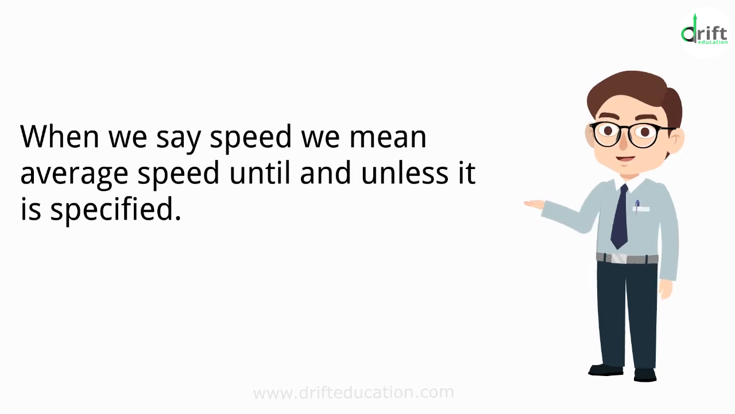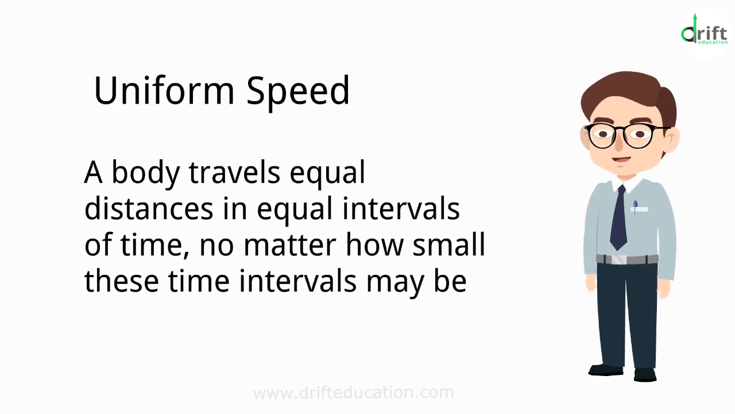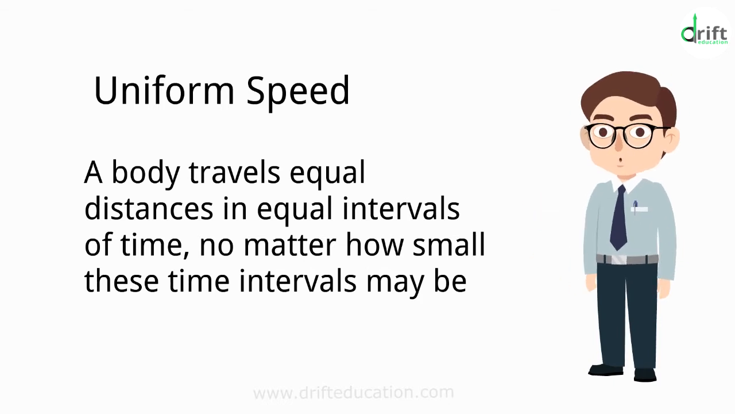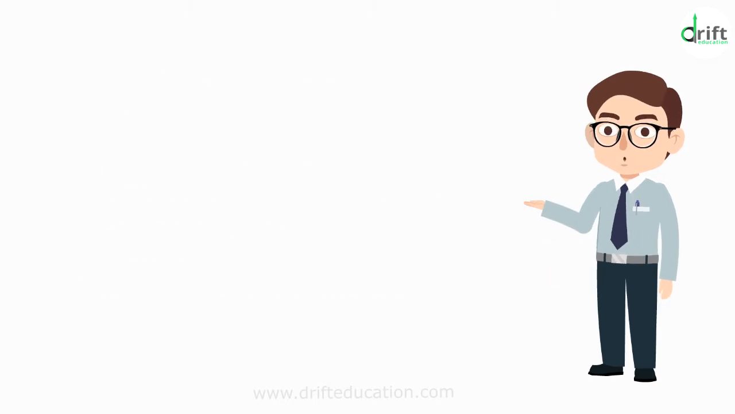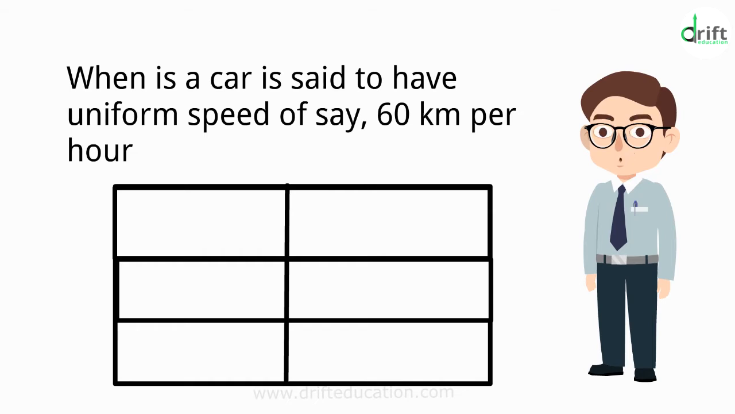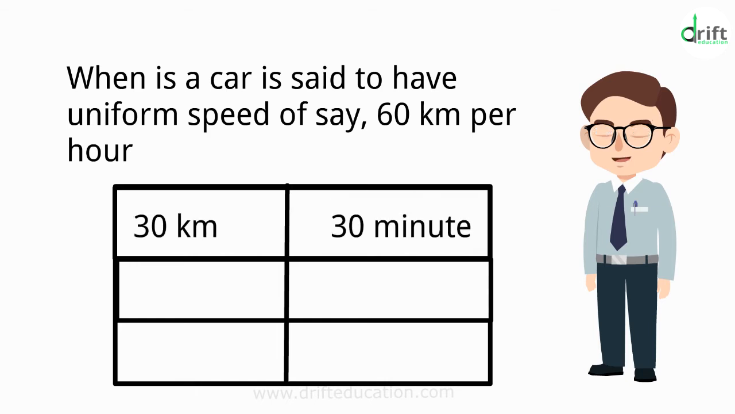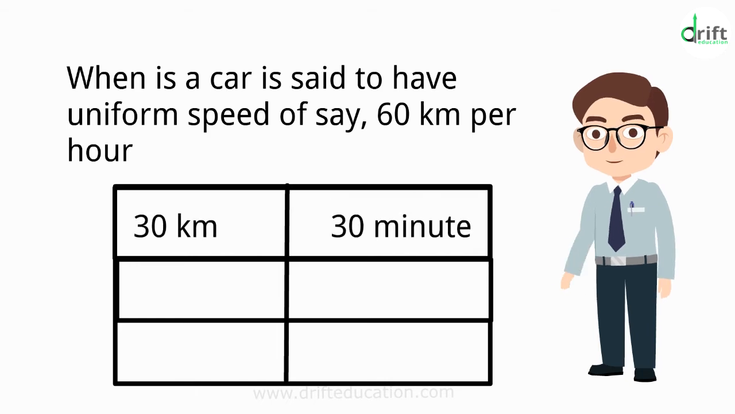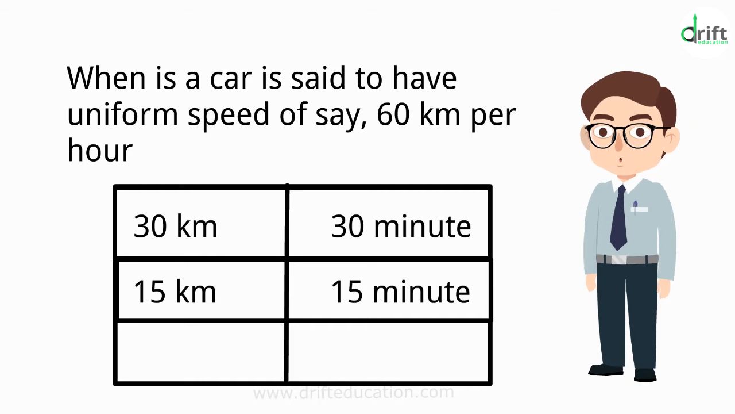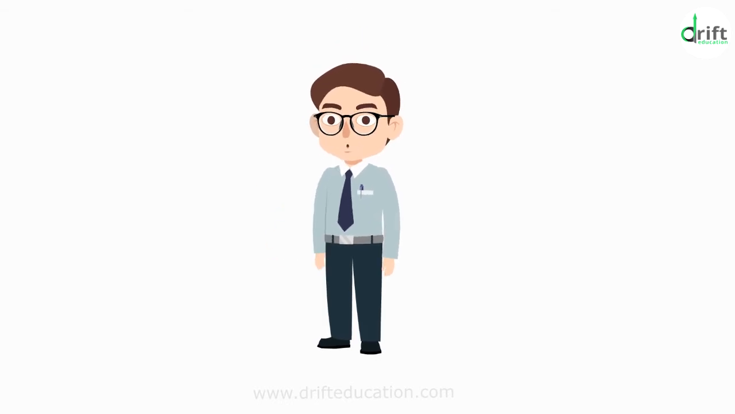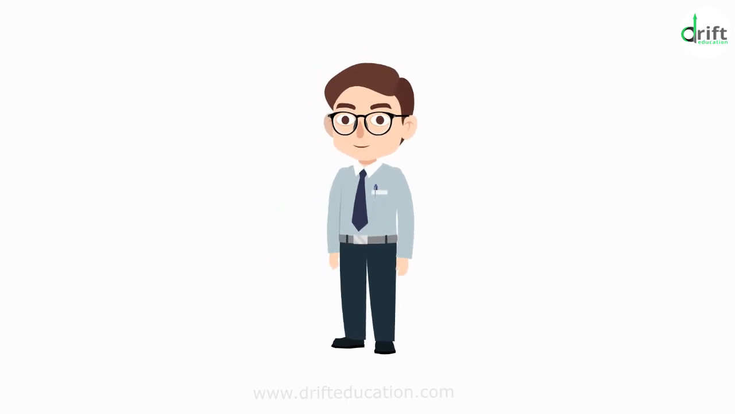Moreover, we use the term uniform speed, which means a body travels equal distances in equal intervals of time, no matter how small these time intervals may be. Thus, when a car is said to have a uniform speed of say 60 km per hour, it travels 30 km every half hour, 15 km in every 15 minutes, 1 km every minute, and 1 by 60 km every second.